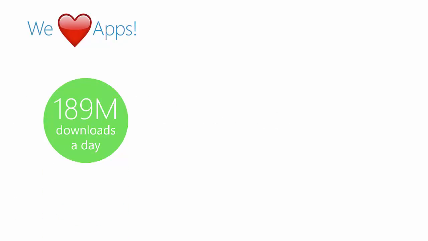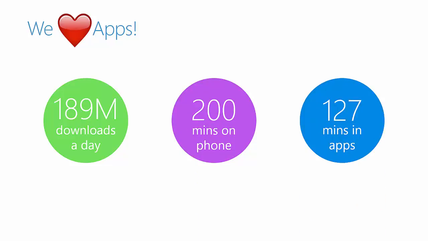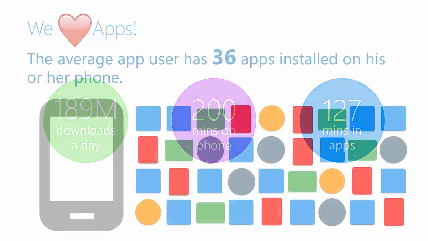Just a few interesting statistics about apps, which show how much we love them. There's almost 200 million downloads a day for apps. People on average spend about 200 minutes on their phone, and of that time on their devices, they're spending more than half in their applications. It's almost like nobody uses a phone for what it was originally intended anymore, to actually talk. So that's a lot of time invested in those applications.